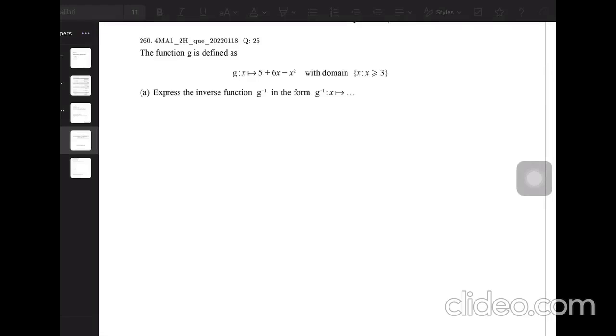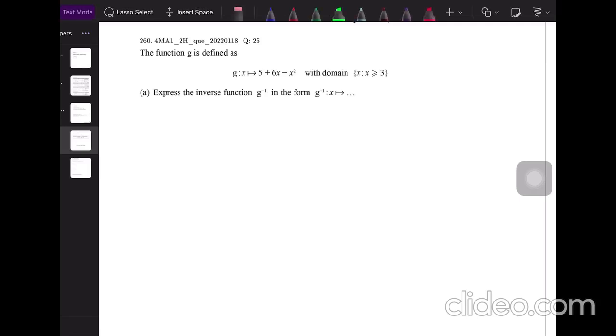So today we are going to discuss one of the questions from the topic functions. It is from the paper 4MA1 2H, and the year is 2022. The function is defined by g(x) = 5 + 6x - x², with the domain x greater than or equal to 3. Now express the inverse function g inverse in the form.